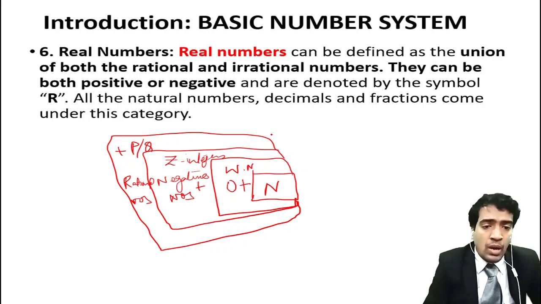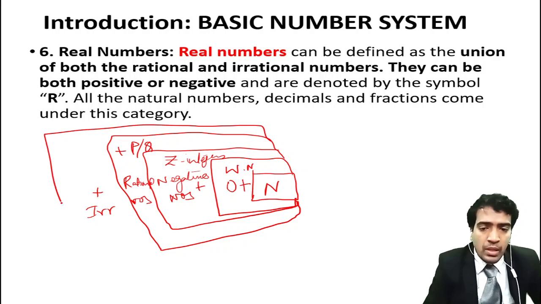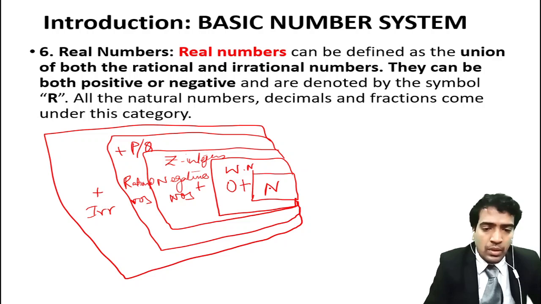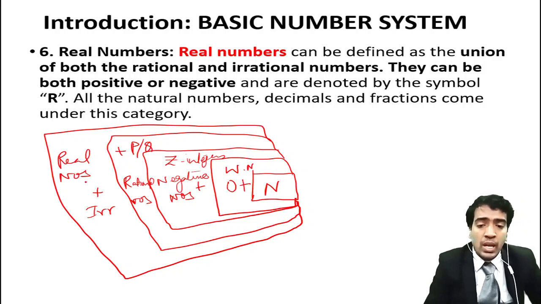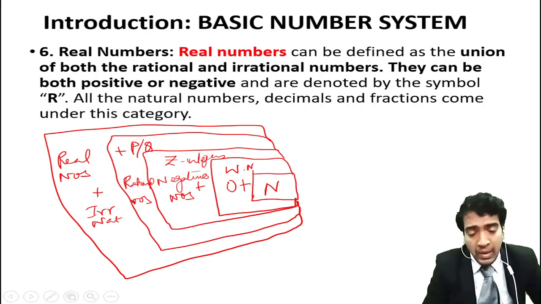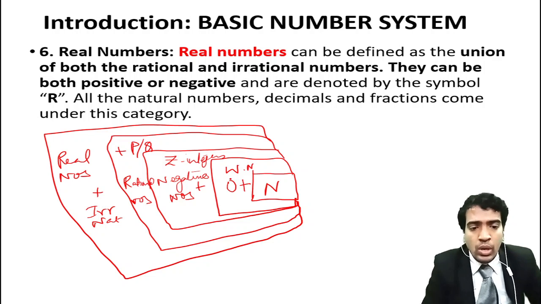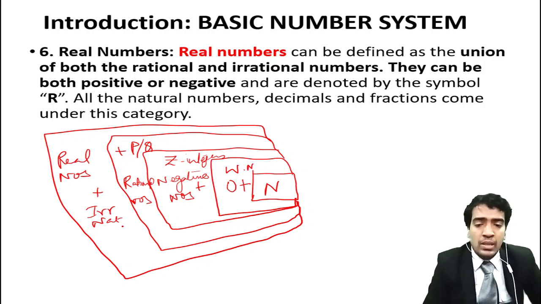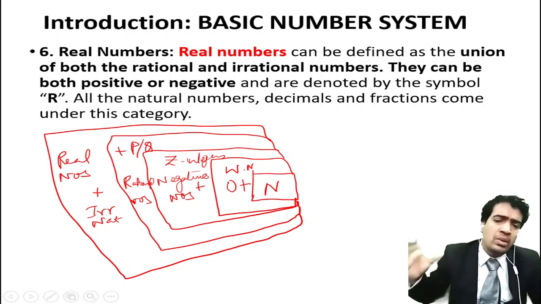Now, if you add irrational numbers to this, then this would be the set of real numbers. Can you see that the set of real numbers contains irrational numbers and rational numbers? But rational numbers contain integers, whole numbers and natural numbers. Integers contain whole numbers and natural numbers. Can you see that the real number is the biggest set? It is the entire number system.